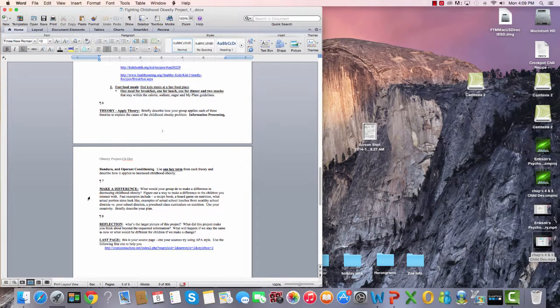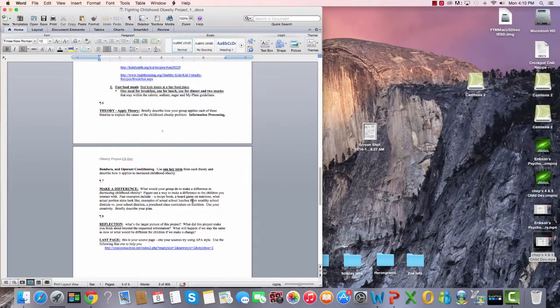Paragraph 7. Make a difference. What would you do to make a difference in decreasing childhood obesity? Is it even important to decrease childhood obesity? If it is, why is it important to decrease childhood obesity? Figure out a way to make a difference with the children you interact with.